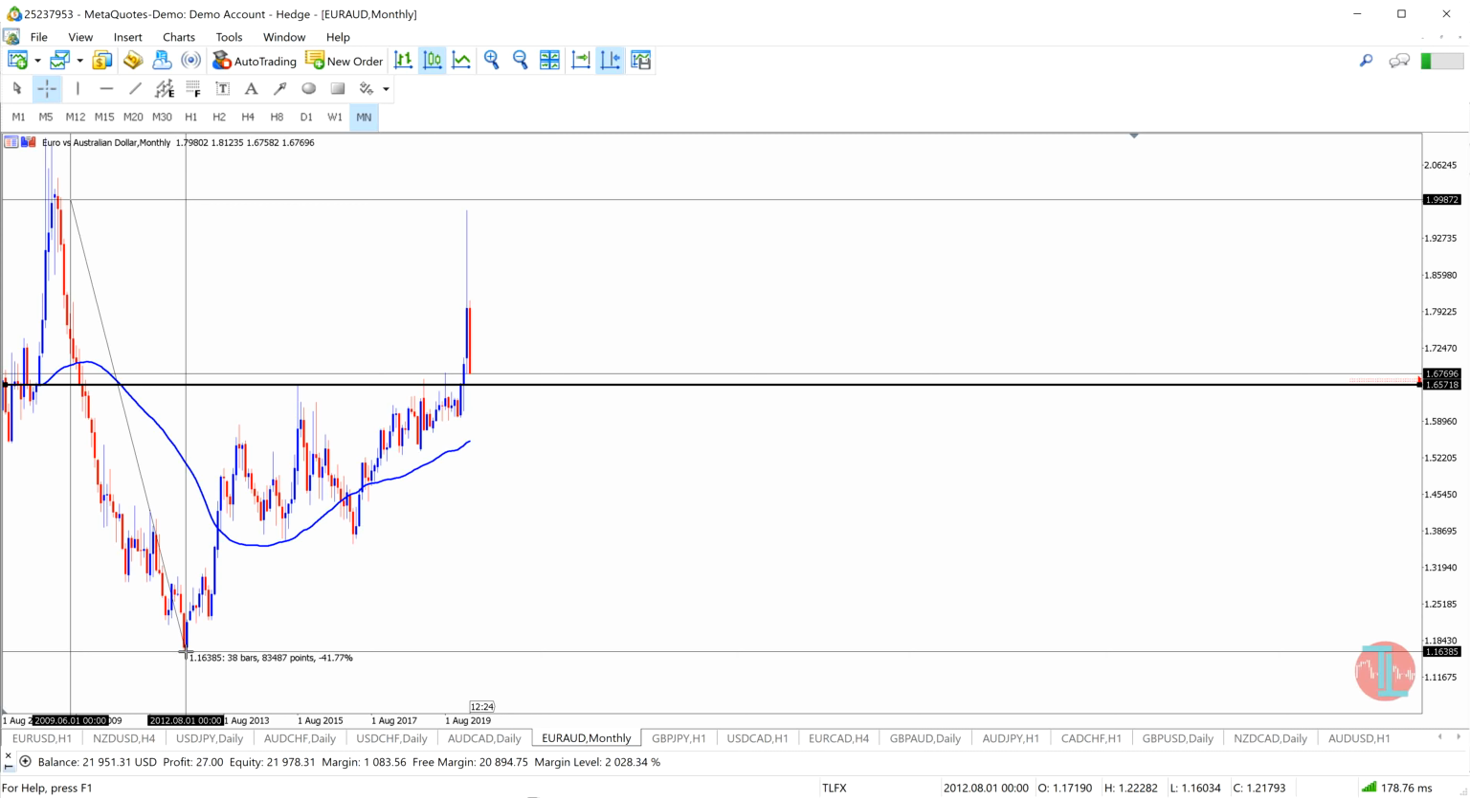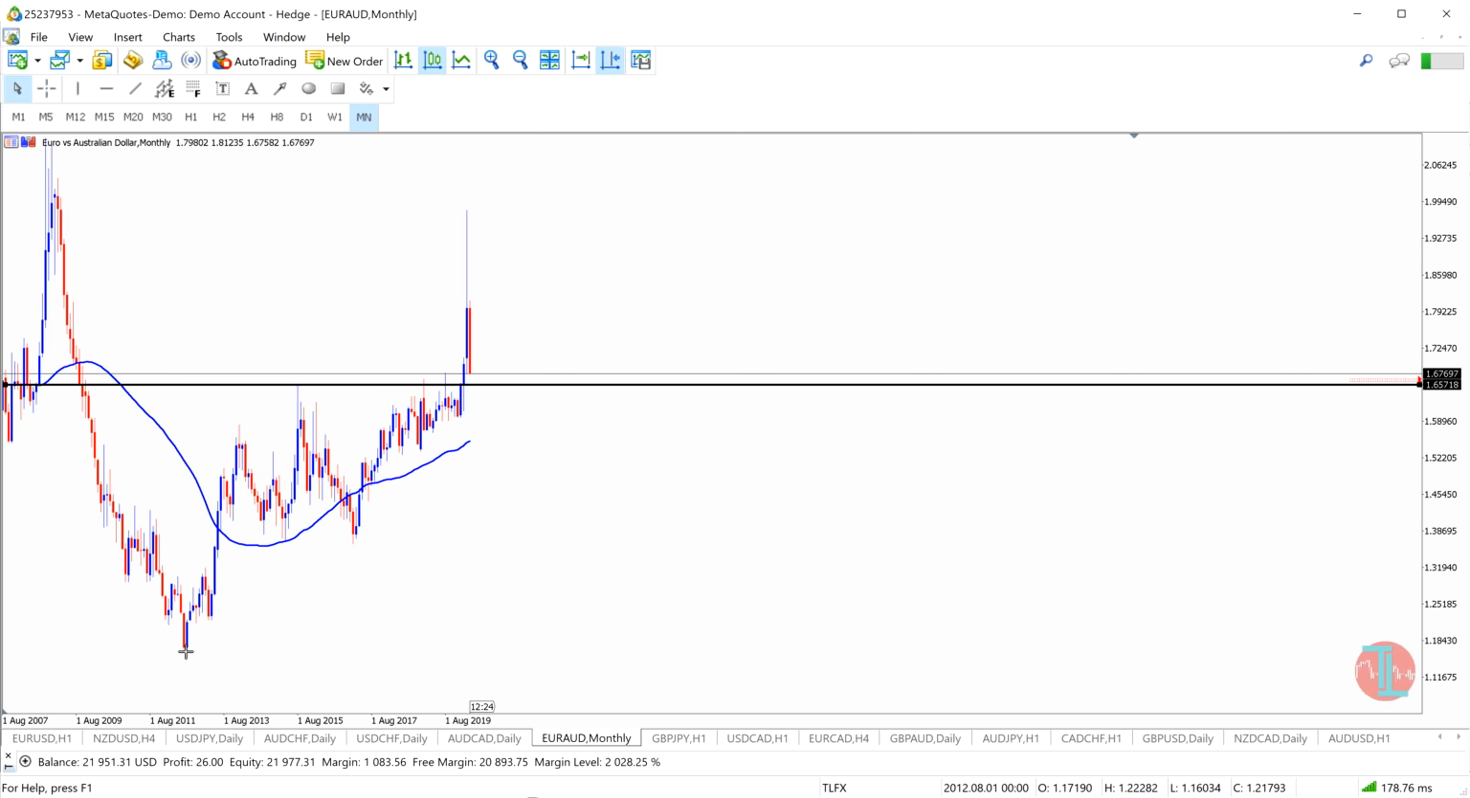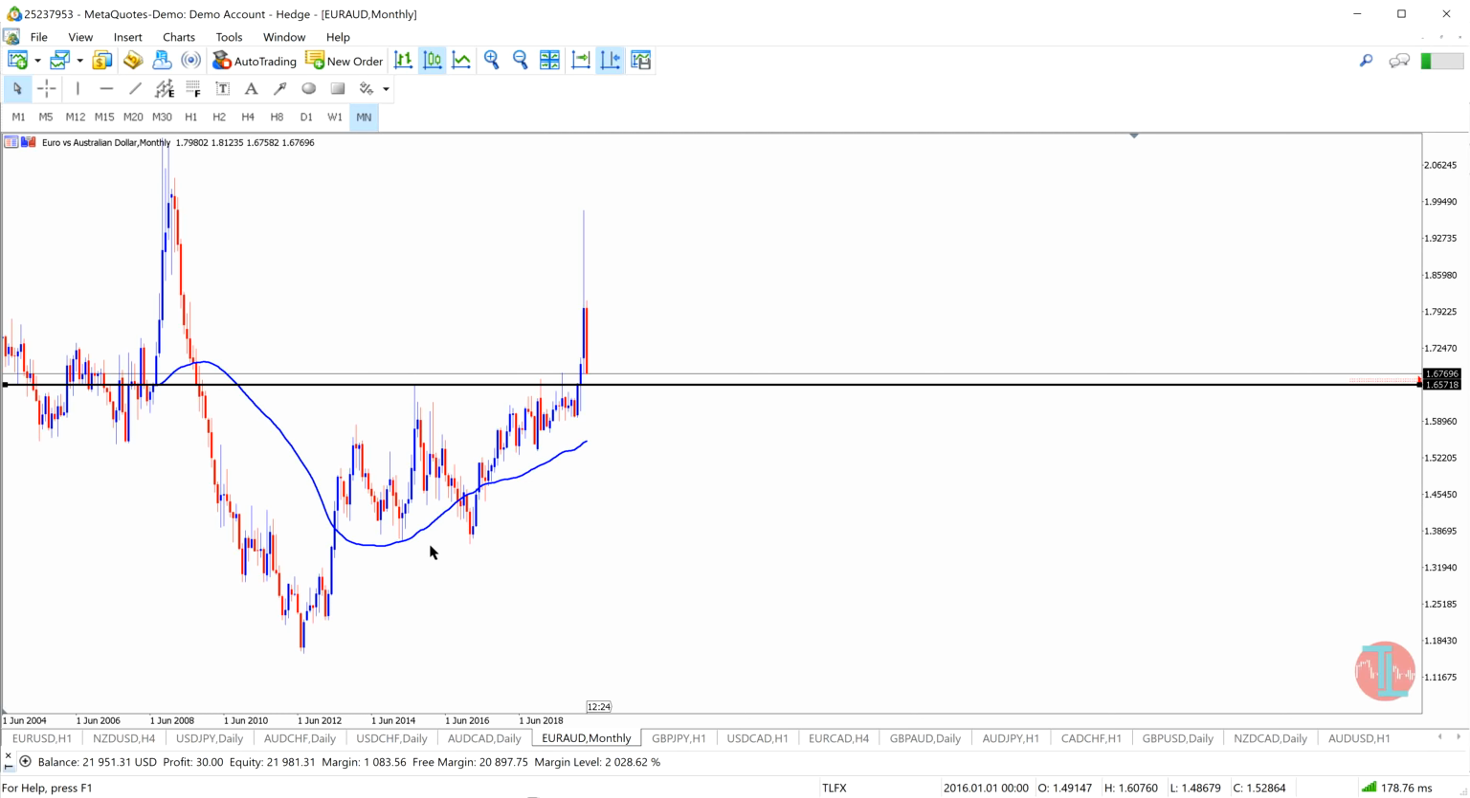$83,000. So we're on a monthly, right? Every 12 candles, so we have about maybe 36 candles. That's about 3 years worth of trading. That's $83,000 on one pair. Profits, baby, profits. Ooh wee.